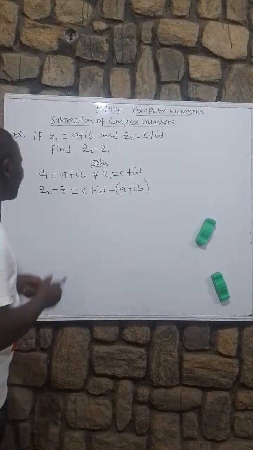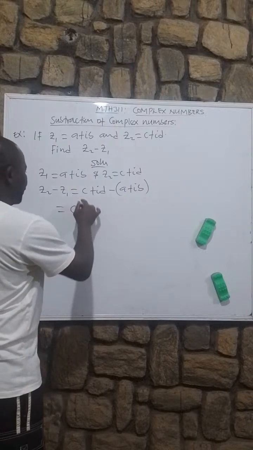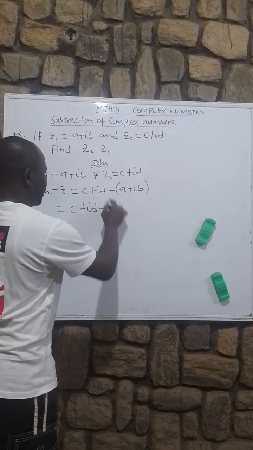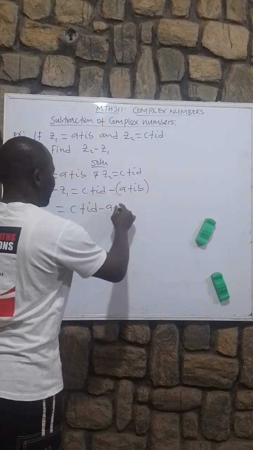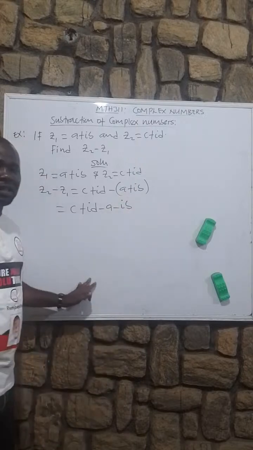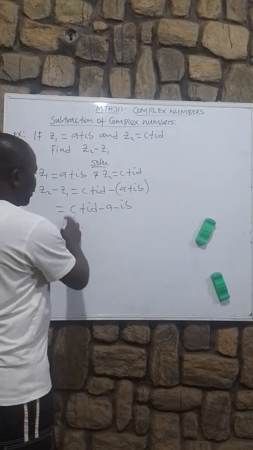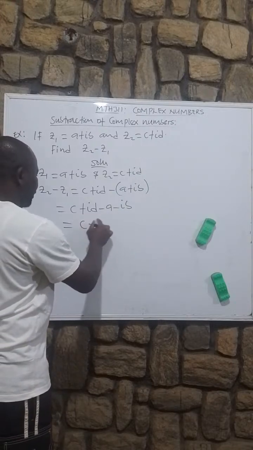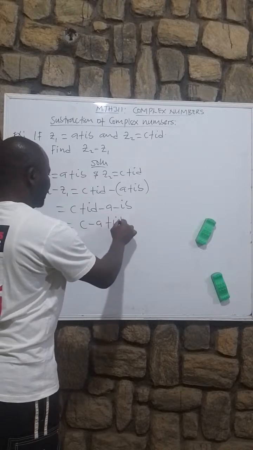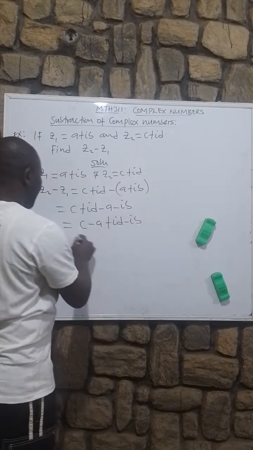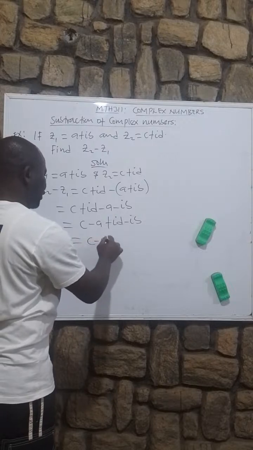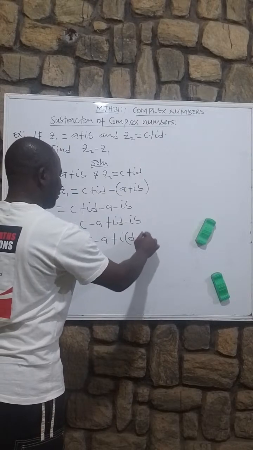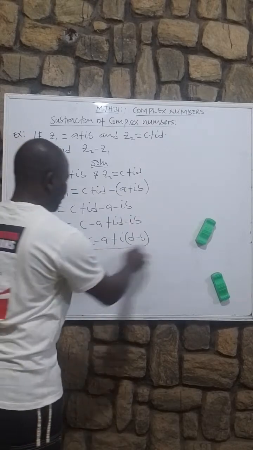Take note. So here will now become C plus ID, minus A, minus times plus IB, minus IB. Can you see now? So now we collect like terms. Here will now be C minus A plus ID minus IB. So this is equal to C minus A plus I open bracket D minus B. This is the final answer.